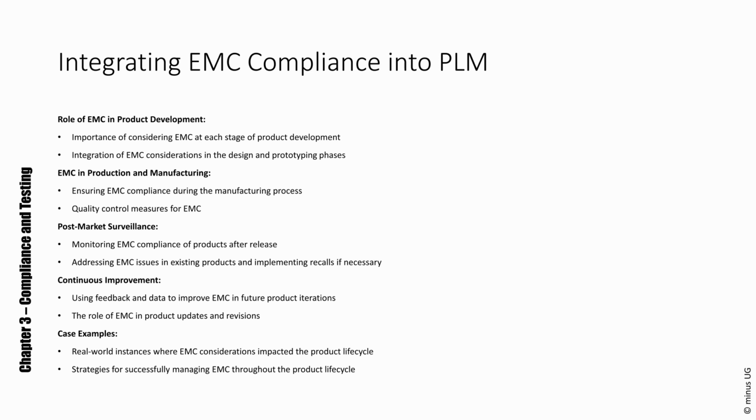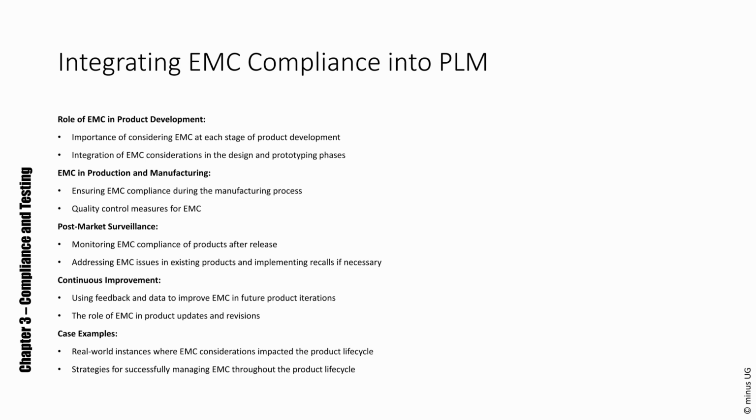Post-market surveillance. After a product is released to the market, post-market surveillance becomes essential to ensure ongoing EMC compliance. Monitoring customer feedback and returns can identify potential EMC issues that were not apparent during testing. If systemic EMC issues are found, manufacturers may need to implement recalls or provide fixes to ensure the continued safety and functionality of their products.